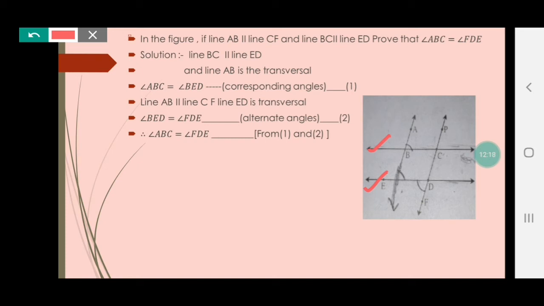And here I'll consider AB as the transversal. As AB is the transversal, angle ABC is equal to angle BED. Okay. Which angles are they forming? They are forming corresponding angles. This is my equation number 1, right?